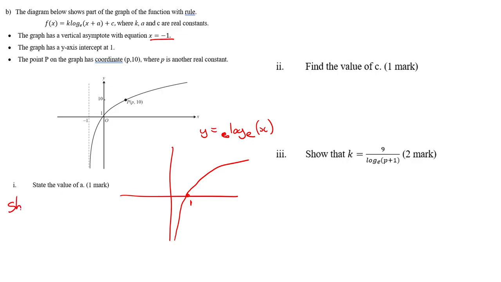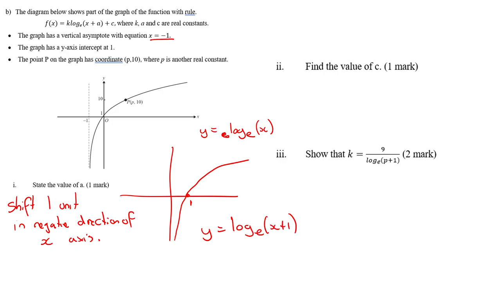So shift 1 unit in the negative direction of the x-axis. So for that to occur, we must have x plus 1. So y is equal to log base e of x plus 1. That's the first thing. So that means a must be 1.